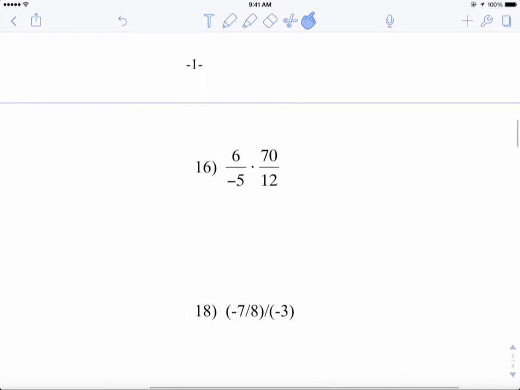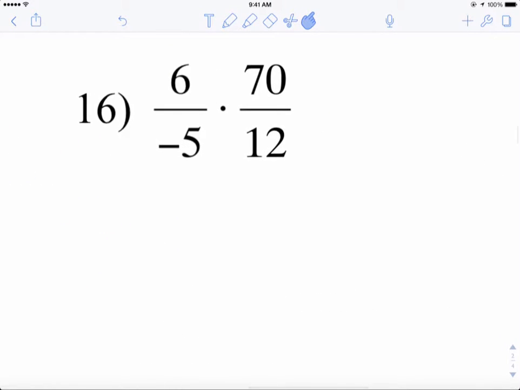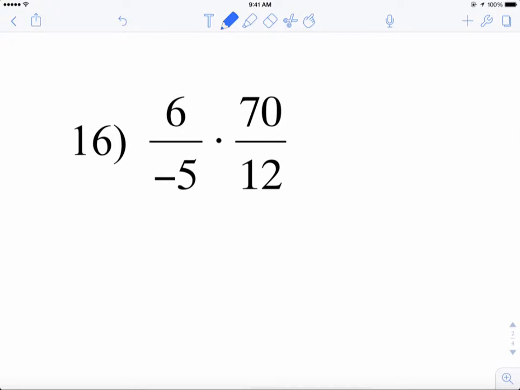All right, making moves. I hope we know how to multiply fractions. All right, let's go ahead and do some simplifying. I'm going to go ahead and simplify the 6 and 12 first.